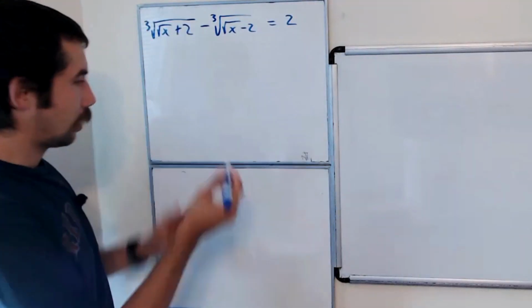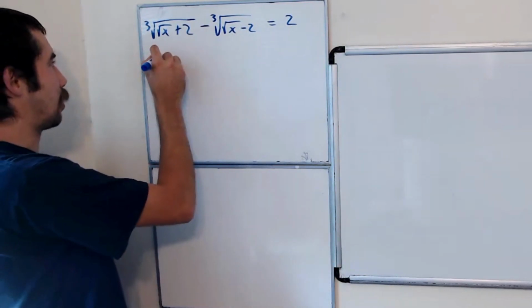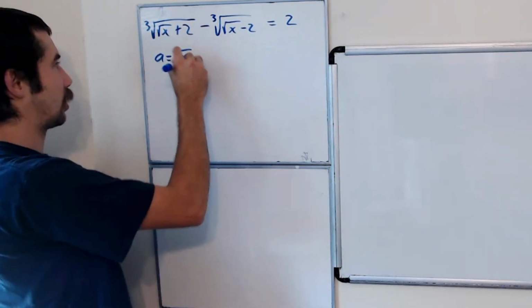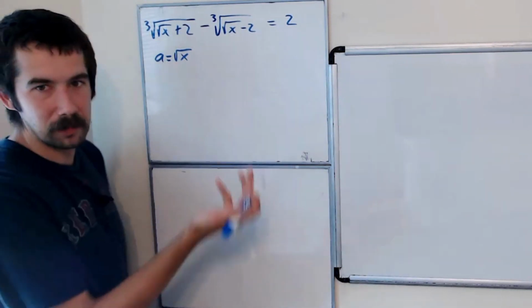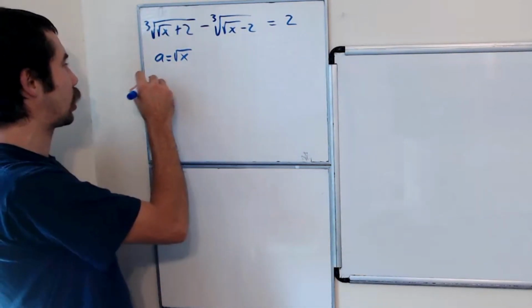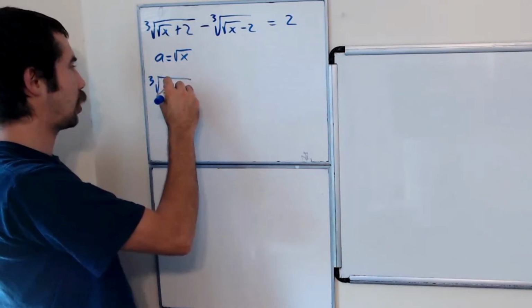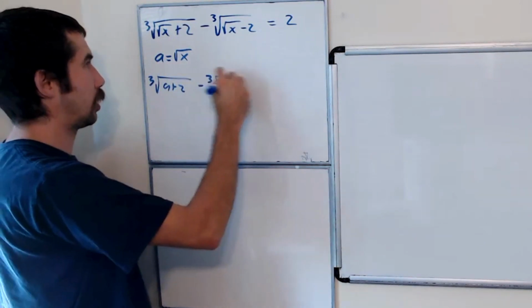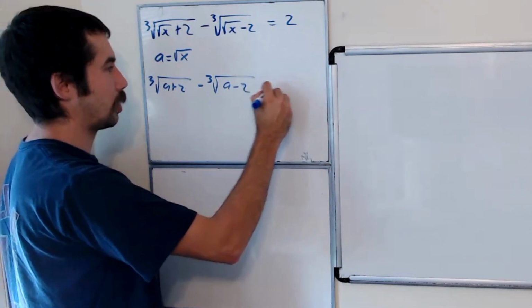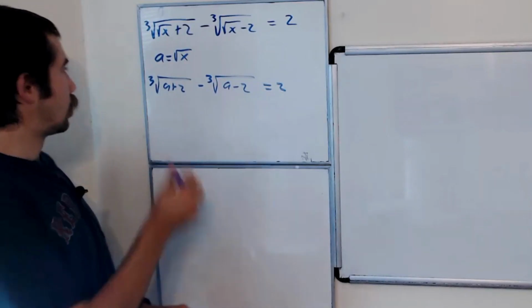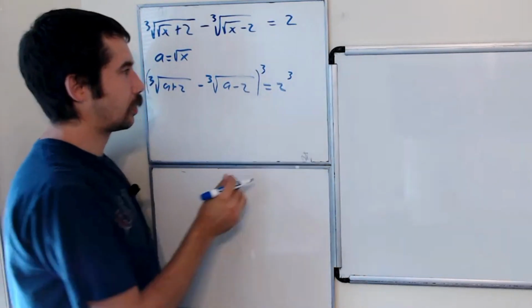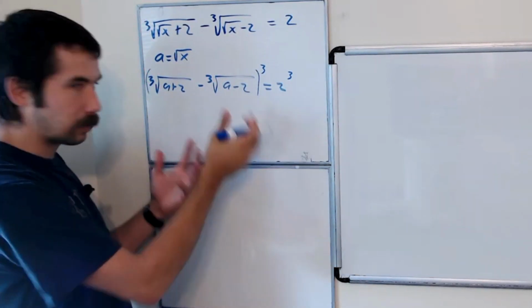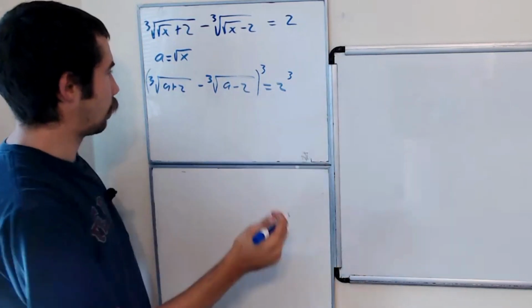Okay, let's clean this up a bit before we get started, and we'll let a equal the square root of x. What we're trying to do is find x, so we'll try to find a squared. So our equation is the cube root of a plus 2 minus the cube root of a minus 2 is equal to 2. So let's cube both sides to get rid of some of the cube roots. And I'll do it on this board.